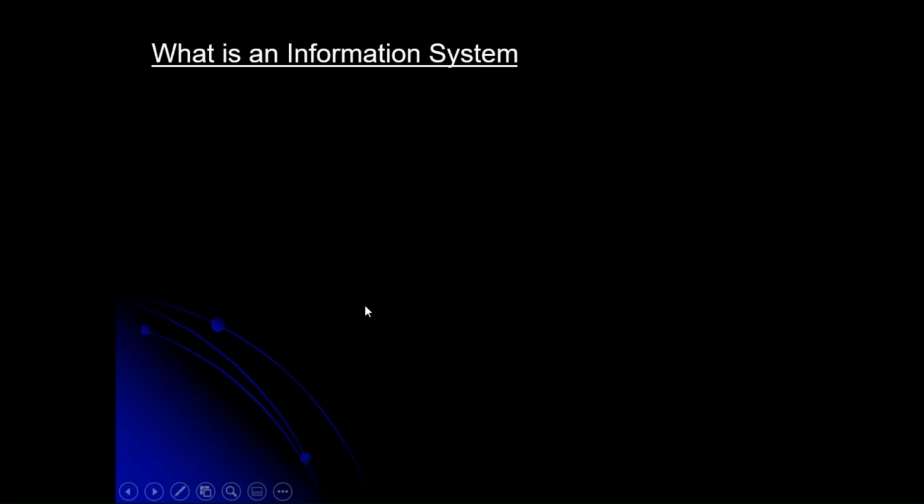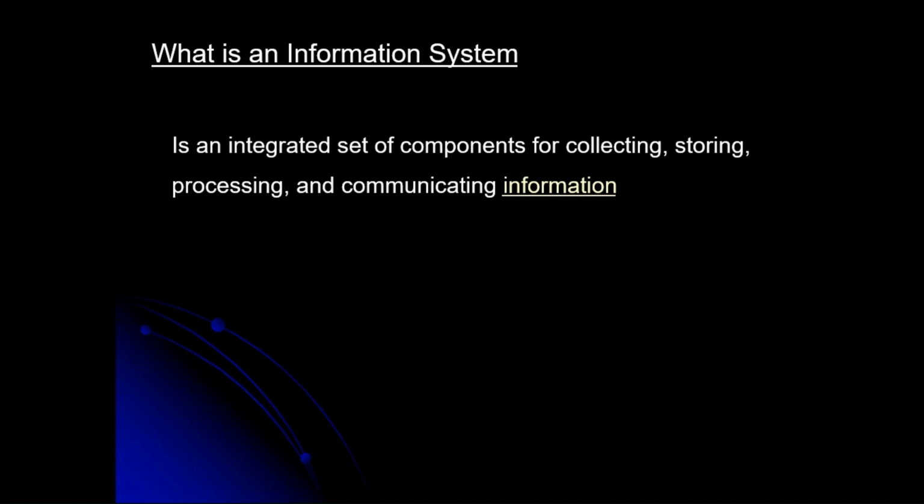So with that, we can move to information system. So again, this is a system. Whenever you hear the word system, it means there should be a set of interrelated components working for a common objective. Depending on the interrelated components and the objective that it wants to achieve, the names of the systems change. So what is an information system?